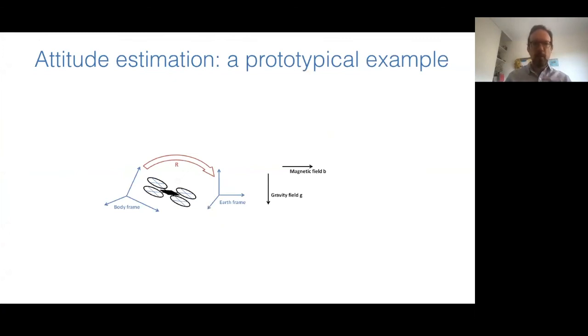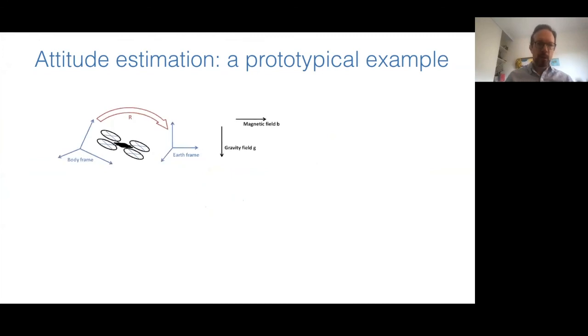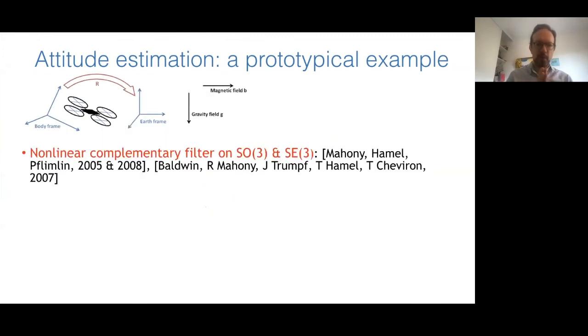To finish, I'd like to show you some further applications. The prototype for the things that I've shown in estimation using Lie groups is attitude estimation. It's a problem that has been well researched. The idea is just to be able to find the orientation of the body.